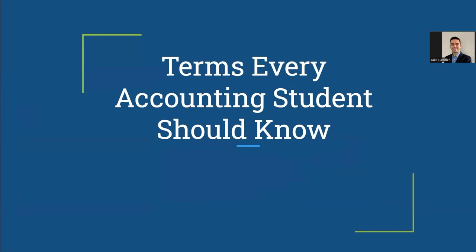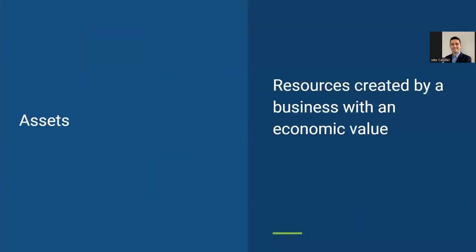This is a tutorial for terms every accounting student should know. Assets. Assets are resources created by a business with an economic value. This could be cash, could be property, could be stocks and bonds, anything that has economic value that can be exchanged. It is considered an asset typically.